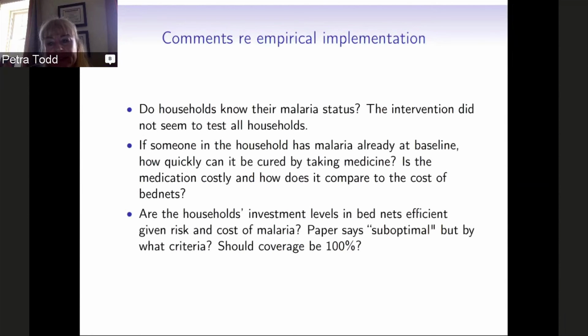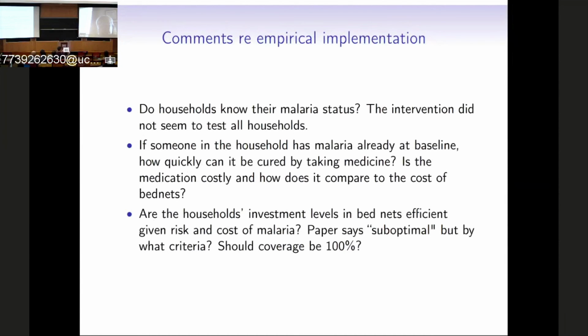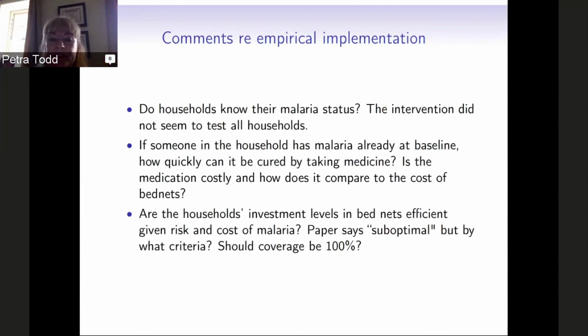And then the paper discusses how the bed nets are currently suboptimal, but it never really explained by what criteria. Maybe it's not optimal for 100% coverage. I think there should be some discussion about what would be the efficient level of coverage. And then in reality, malaria can be cured by taking medicine, I think. And I'm not sure if these households have access to medicine, or how expensive the medicine is, because an alternative to buying these bed nets would be to just get malaria and then take medicine and cure it, so that part is not really discussed in the paper.